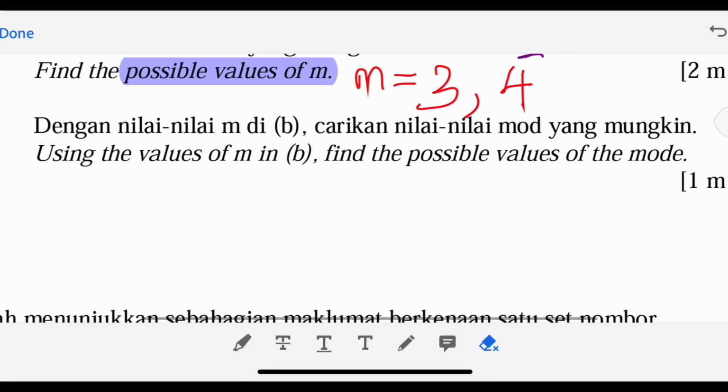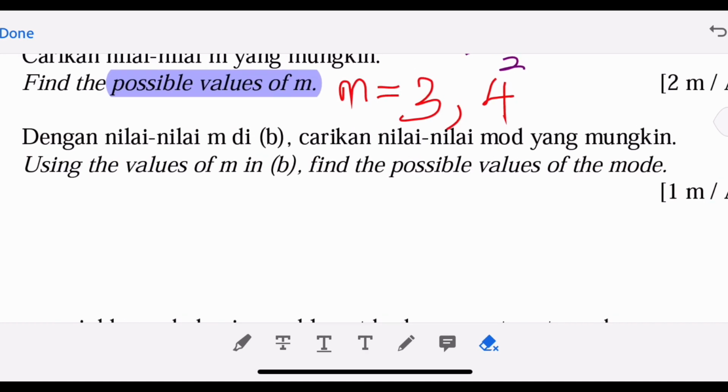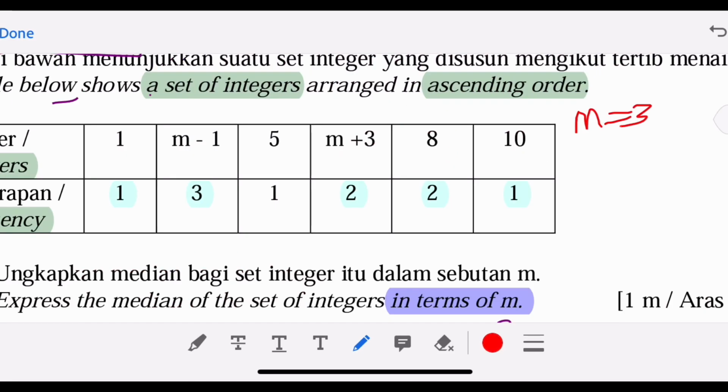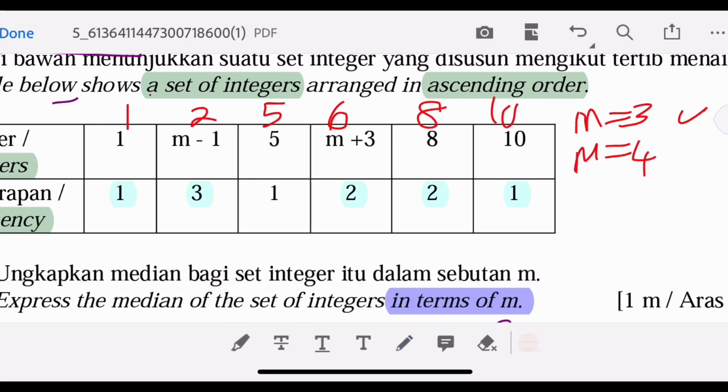Possible values of m. Using the values of m in part B, find the possible values of the mode. If m is 3, let's say, you have to substitute into the table, and then you can see when m equals 3, the red color one, you will have 1, 2, 5, 6, 8, 10 as the integers.